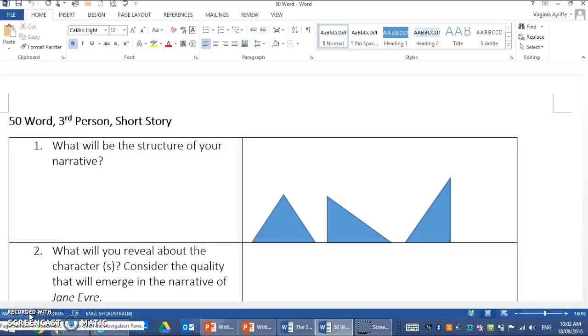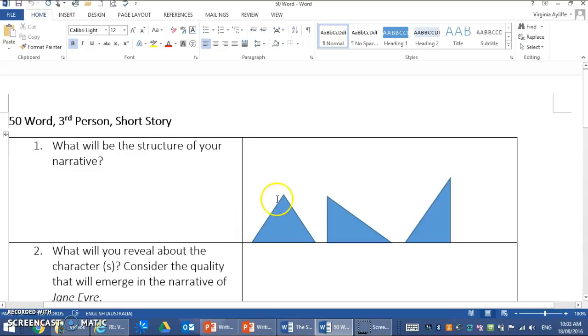Today we're going to look at creating a 50-word third-person short story for Jane Eyre. In order to do this, it's a bit of a challenge. You need to do some planning and thinking first. So the first thing you need to decide is what's going to be the structure of your narrative.